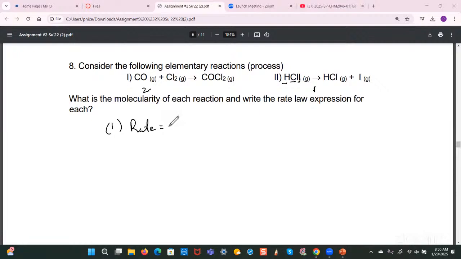What is the rate law for the first elementary reaction? K times concentration of CO times concentration of CO2, exactly. And what about the second one? Rate is equal to K times the concentration of HCl. And that's all the question is asking for, all right? Any questions about this one?